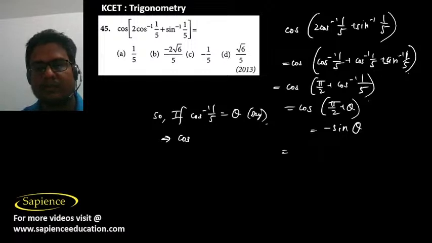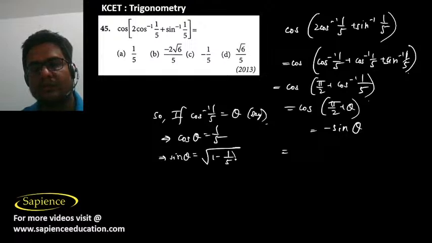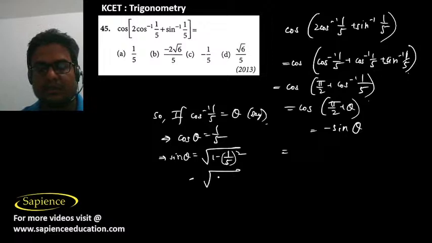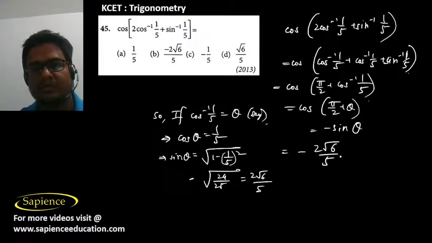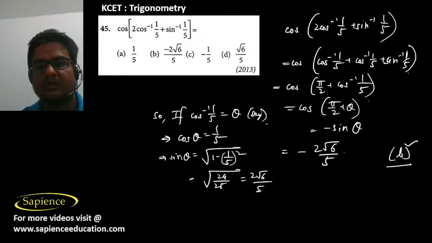So from here cos theta is equal to 1 by 5. So sine theta will be equal to square root of 1 minus 1 by 5 whole square, square root of 1 minus cos square theta. So this is 5 square, that is 25. So 25 minus 1, 24 by 25. So 24 is 4 times 6, so 2 root 6 by 5. So this is minus 2 root 6 by 5. So option B is the correct answer.